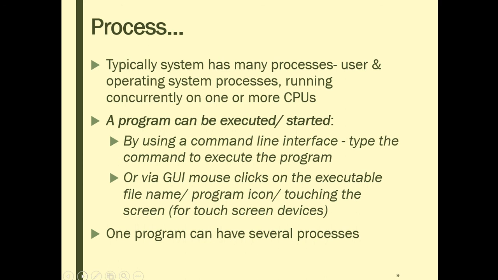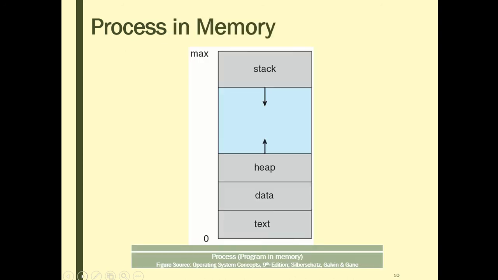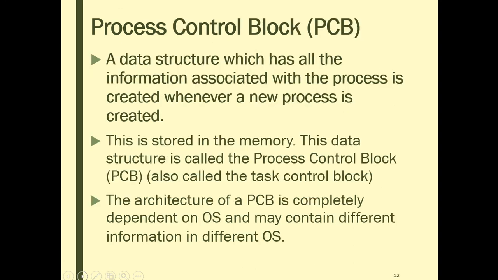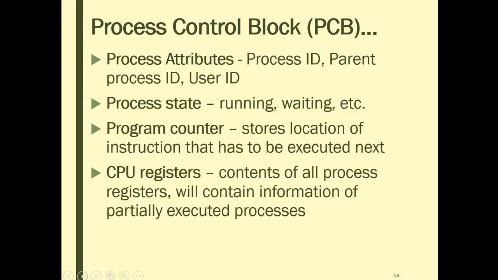A program can be executed or started by using a command line interface or by a click of a mouse. And one program can have several processes, various instances of that program. So here you can see what a process in memory looks like. It has the program code, which is a text section, your program counter, data sections, a stack, and a heap. And you have a PCB, which has details about what a process contains.